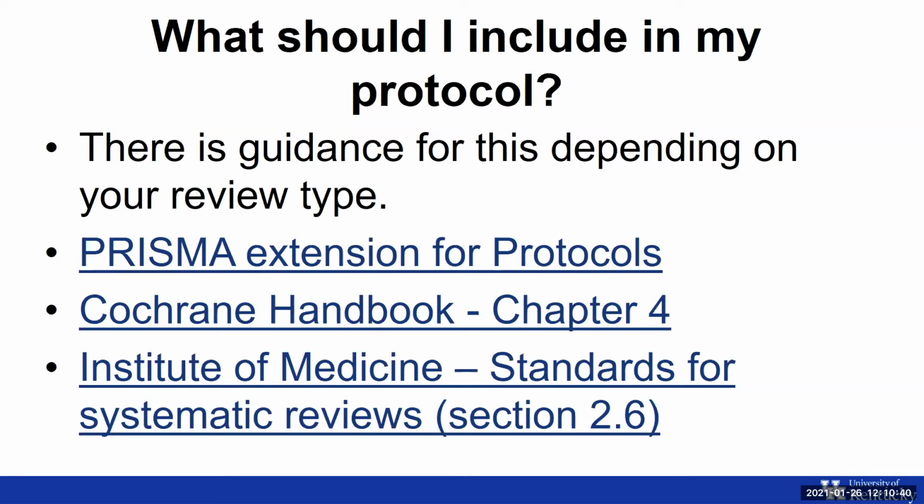So what should be included in the protocol? Again, we have lots of guidance on our systematic review guide. It depends on what type of review you're doing. The most common is the PRISMA extension for protocols. Then there's also guidance in the Cochrane handbook, and then the Institute of Medicine standards for systematic reviews. Then there's a PRISMA for scoping reviews as well. There's lots of guidance and lots of examples out there. So if you have questions about that, just feel free to contact one of the Med Center librarians to help with that.